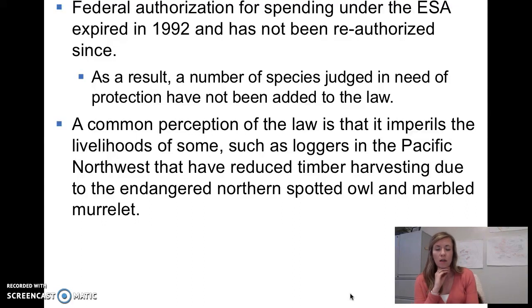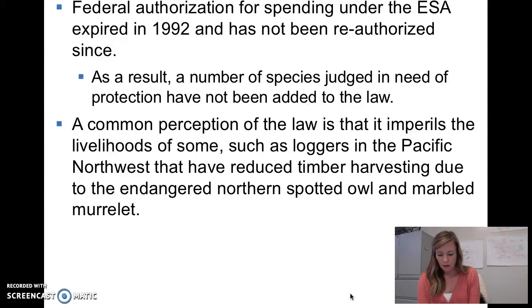And so a common perception of the law is that it imperils the livelihoods of some, such as the loggers in the Pacific Northwest that have reduced timber harvesting due to the endangered northern spotted owl and marbled murrelet. So a lot of people see the ESA as a threat to human livelihood because it affects their industry. So loggers in the Pacific Northwest can't cut down as many trees because they're looking to protect these bird species.